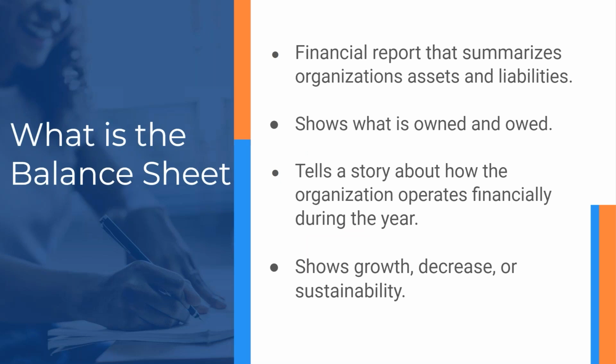So what is the 990-PF balance sheet? This is a financial report that summarizes the organization's assets and liabilities. It shows the IRS what is owned by the organization and what the organization owes to others. The balance sheet tells a story about how the organization operates financially during the year. It shows the growth, decrease, or sustainability of the organization during the reported tax year.